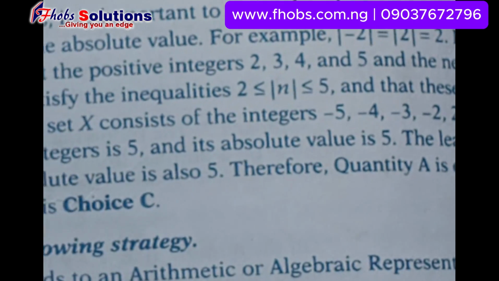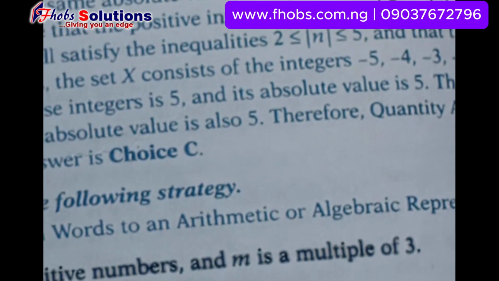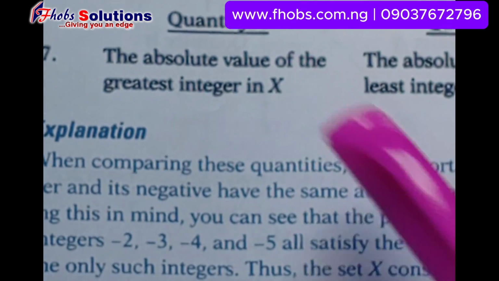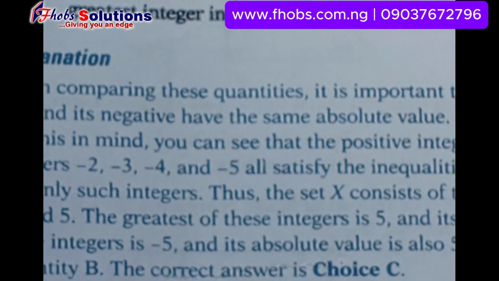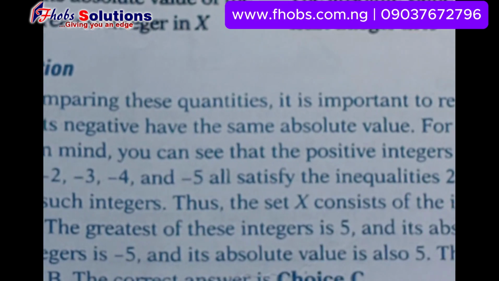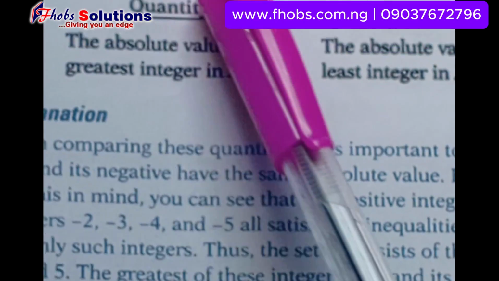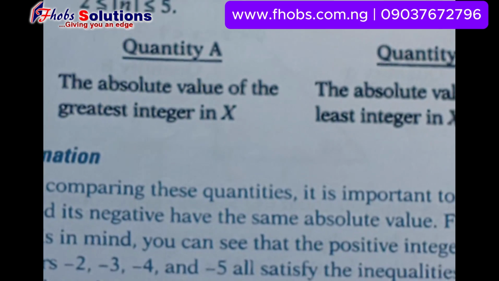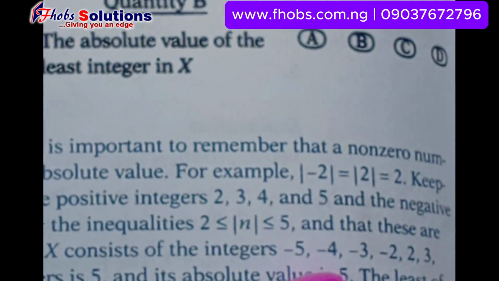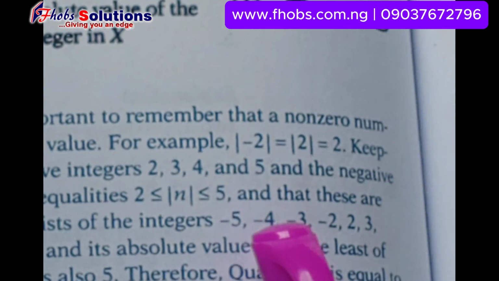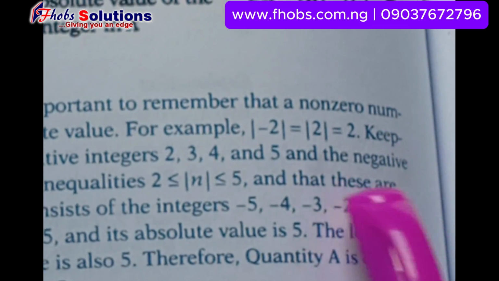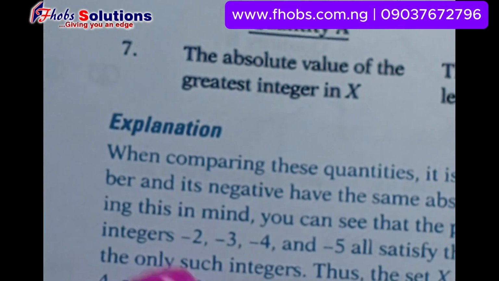Again, we can also take the positive values. The positive values 2, 3, 4, and 5, we have said before, satisfy this inequality. So if we add everything together, set x, which is a set of all integers n that satisfy the inequality, now consists of these integers. The first one is minus 5. We also have minus 4, minus 3, minus 2. And then we take the positives 2, 3, 4, and 5.